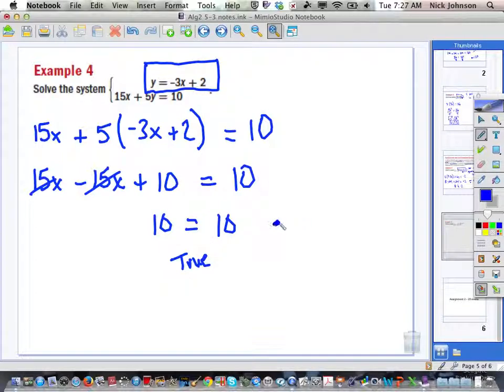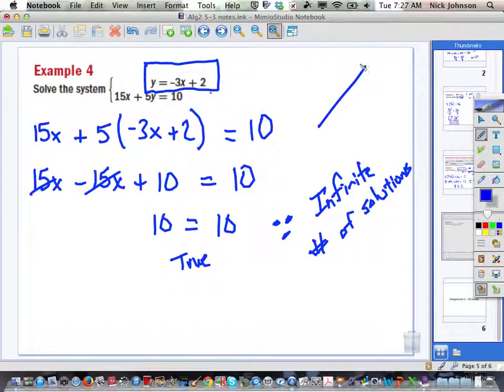So, if they equal each other, we have infinite number of solutions. That means they lie on top of each other. Okay? We have two lines that lie on top of each other, which means every single solution works, and this is a consistent system.